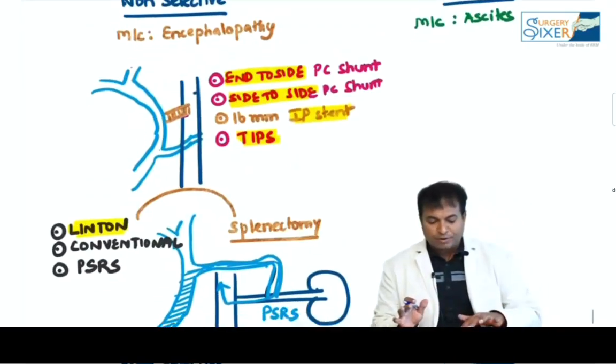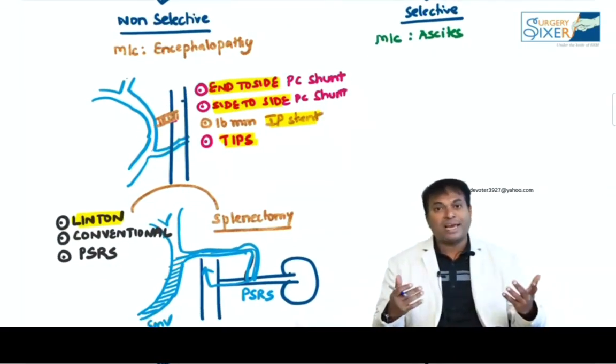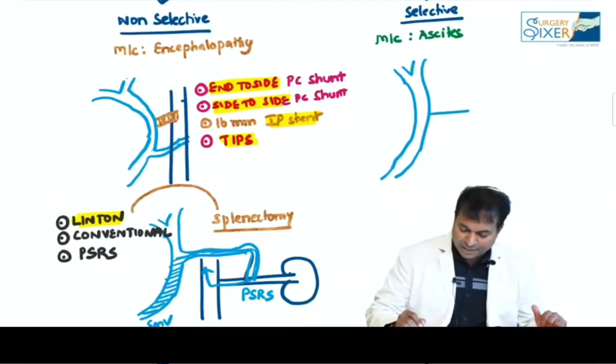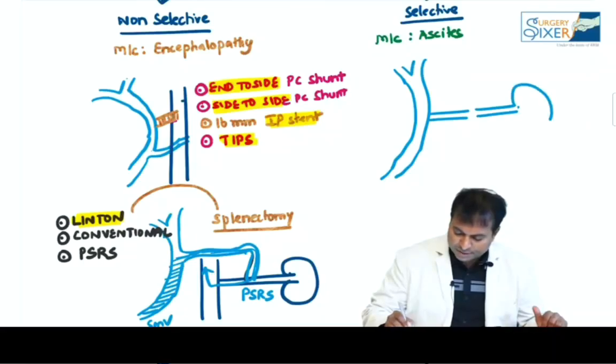In all these non-selective shunts, you can see all the blood is going out of the liver, and therefore they get encephalopathy. Now let me tell you, only one selective shunt is asked for PG level exams. That is this shunt. I am drawing that shunt. This is spleen, and the same picture, remember, this is IVC and this is kidney.